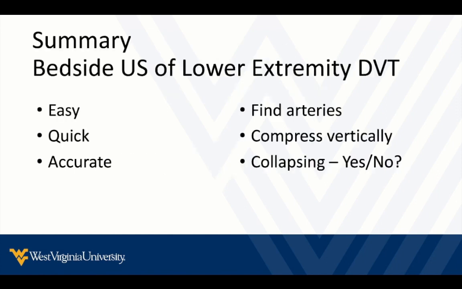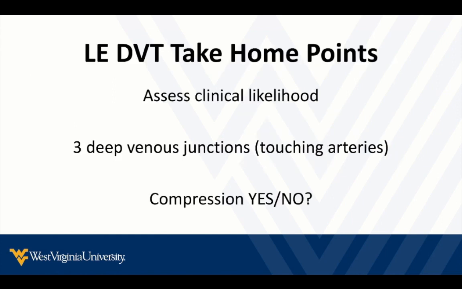Quick summary on the lower extremity. It's quick, it's easy, it's done well, it's accurate. Make sure you find the deep veins, compress on them vertically, and decide are they collapsing or not. That's going to be it for over 95% of the patients. Assess the likelihood, make sure you see all of the junctions, follow that femoral vein down the thigh as far as you can, and then do they compress, yes or no? Those are our take-home points.